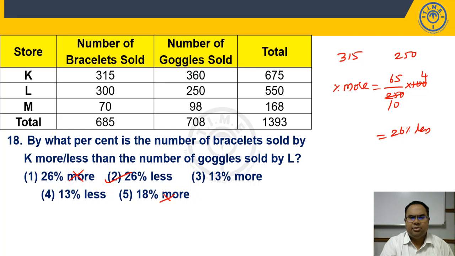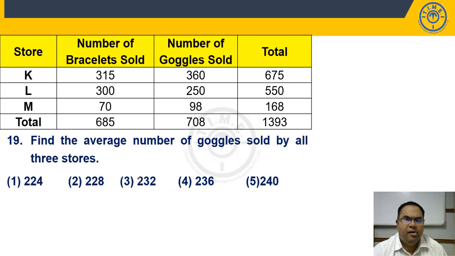It cannot be more. So obviously it has to be 26% or 13%. I can clearly say it is 65, which means more than 20%. I can also say like this, 65 by 250 is more than 20%. More than 20% less means only one option is there.